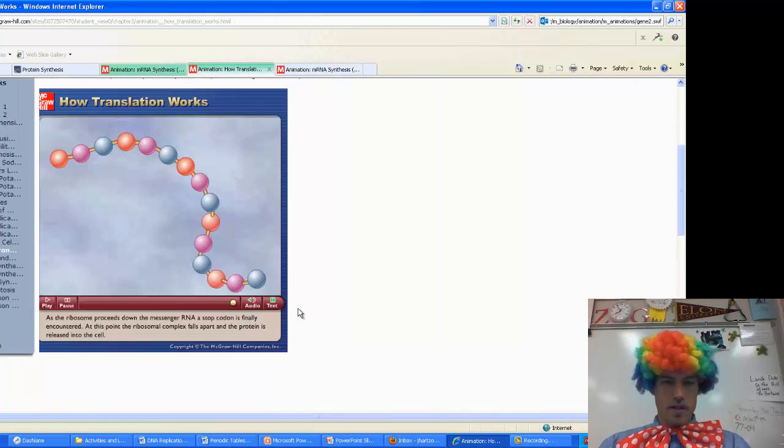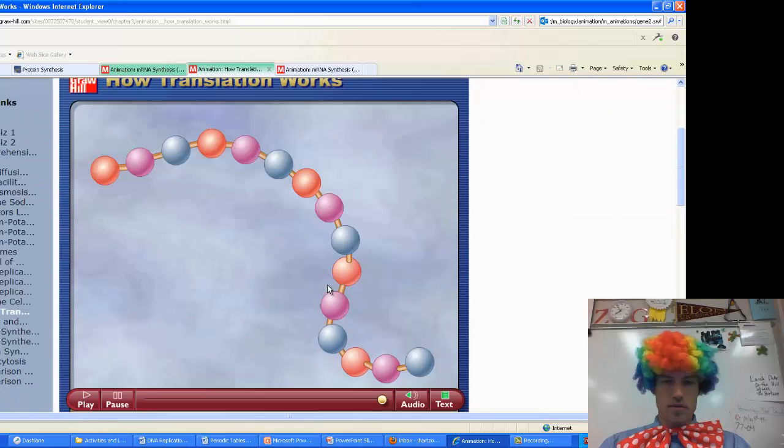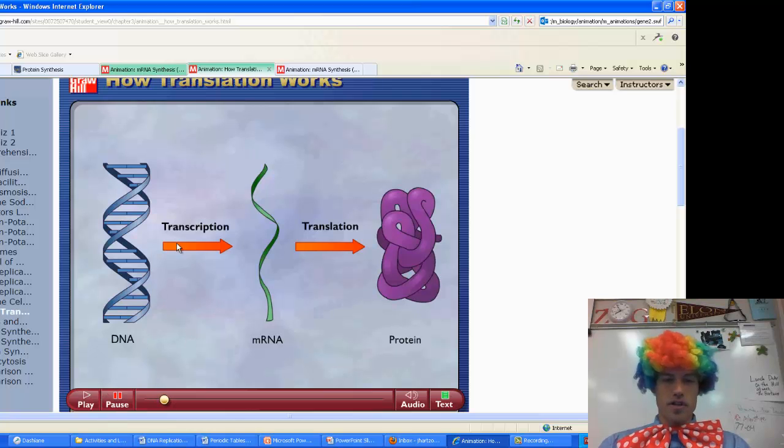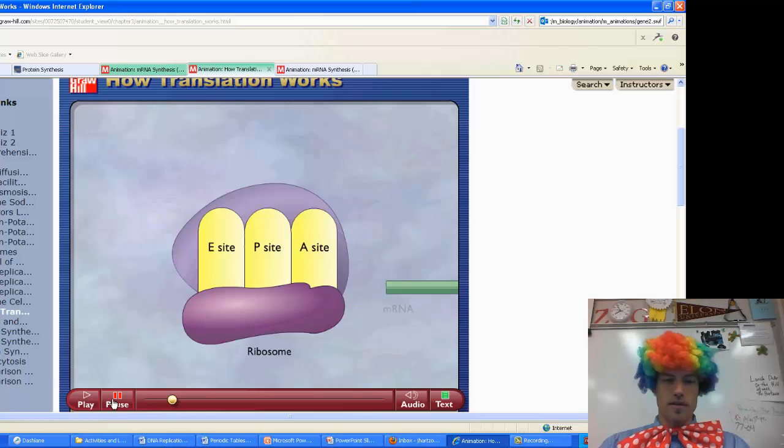Let me make that a little bit bigger. All right, so remember we've got our DNA. We go through transcription, that makes the mRNA, and then we go through translation, that makes the protein. So here I've got my ribosome. My mRNA is going to be joining. You all do not need to know the E, P, and A sites. I just have that on there.